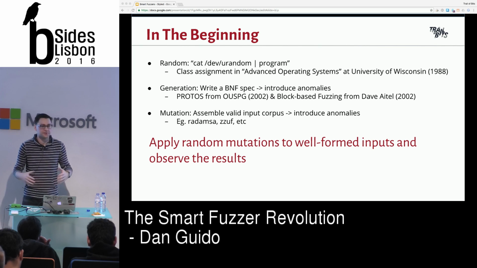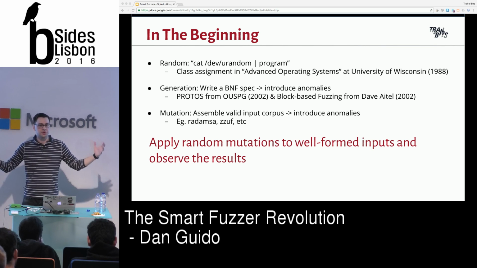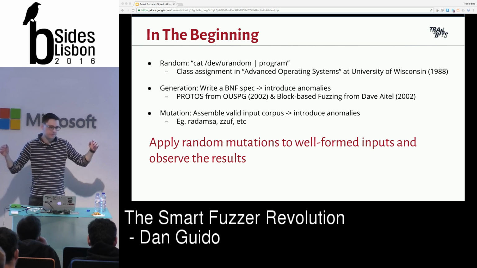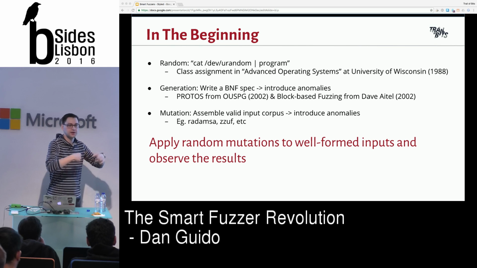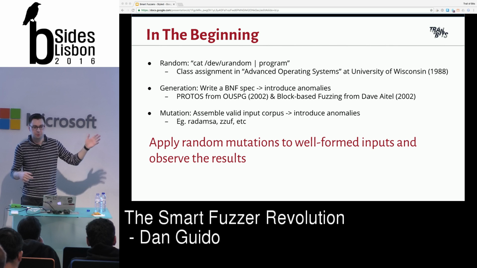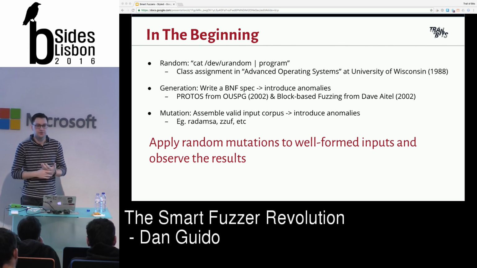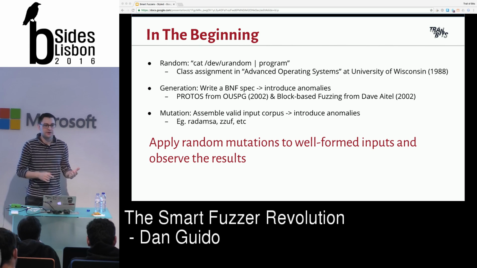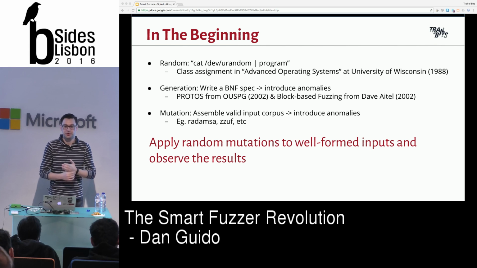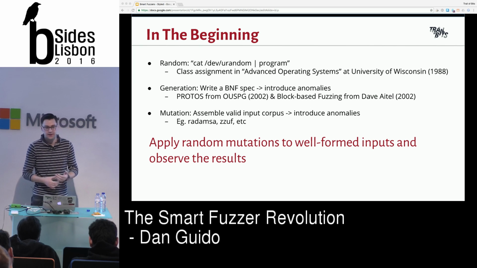But with mutation, we're assembling a giant corpus of legitimate data. We're downloading all the PDFs on the internet, putting them into a giant directory, and then mutating and flipping all the bytes in them and running them through all the different PDF readers that we've got, right? That's mutation. That's going to find some bugs, but the only bugs it'll find are the ones that are exercised by the corpus that you collected. And it's difficult to really guide a mutation-based fuzzer down certain paths in the program. You have to work with what you've got.